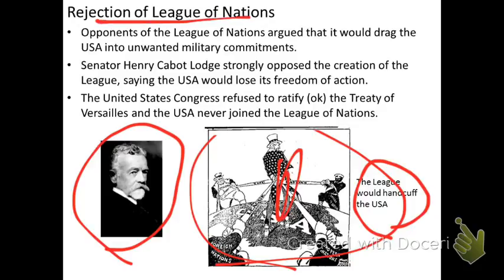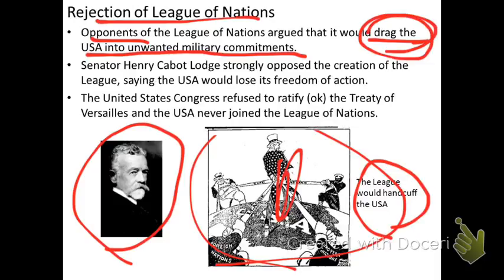So we have the rejection of the League of Nations. Opponents of the League argued that it would drag the United States into unwanted military commitments. Again, if we're a member of the League, just to use a country as an example, let's just say Russia had violated some aspect of the treaty or violated some other nation's sovereignty, and the League was going to do something about it militarily, then we would be forced to serve. Our American men and women would be forced to serve in the military against the Russians because the League said we had to. And there were numerous opponents of the League of Nations who argued that the League would drag us into these unwanted military commitments.